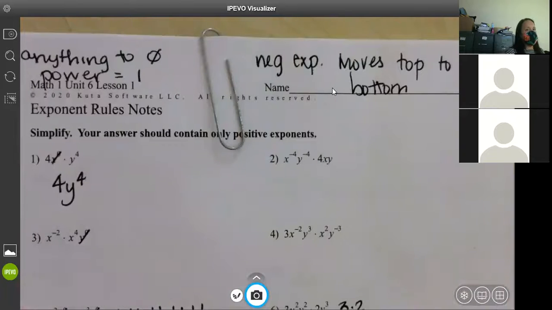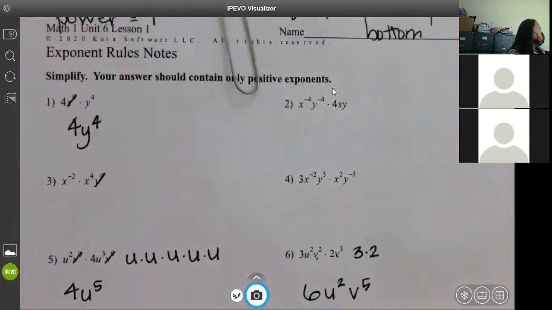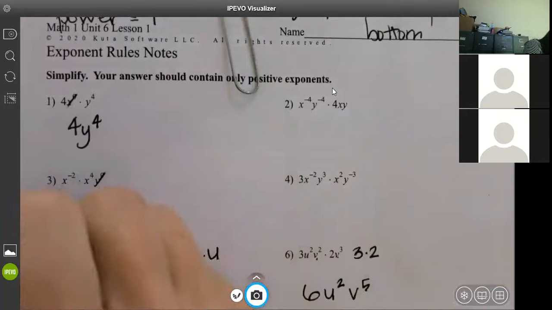So how do I know if it's on the top? There is no divide bar. So this one is on the top. The way I move it is I make a divide bar and I put it to the bottom.